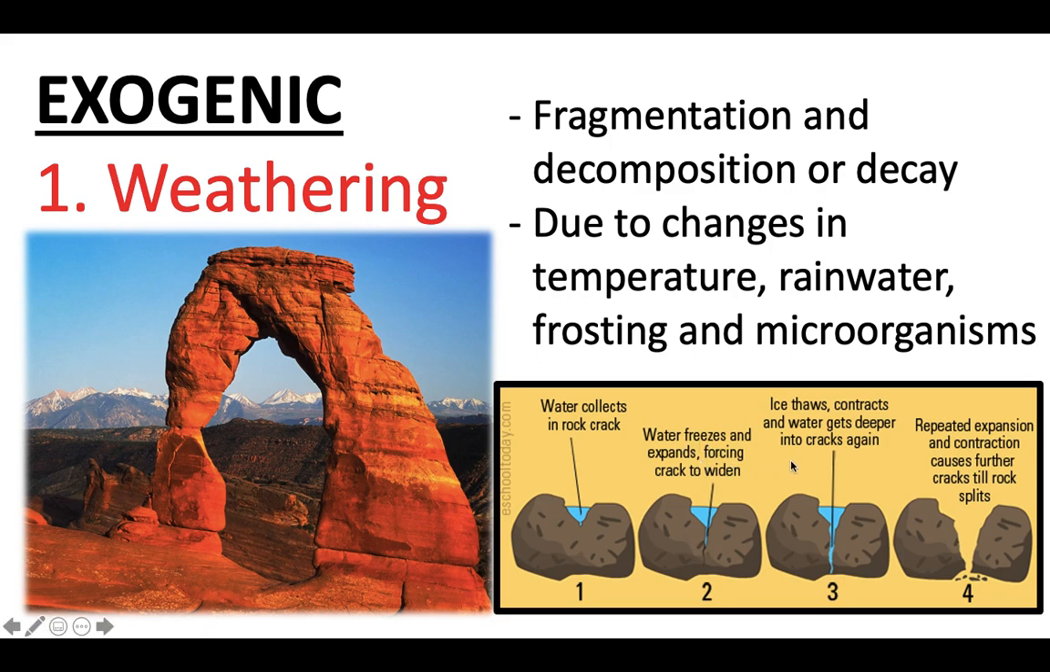Okay, and then frosting, from the ice, from the water that freezes. So frosting happens. Ice expands, contracts, and water gets deeper into the cracks again. When frosting happens and it expands, it will crack again, making another crack here. So the crack gets bigger, and the one rock will split into two. That is what makes the fragmentation. It will become small fragments from one big rock. So the repeated expansion and contraction cause further cracks until the rocks split, from one big rock into two smaller rocks. Okay, microorganisms also help in the process of weathering.